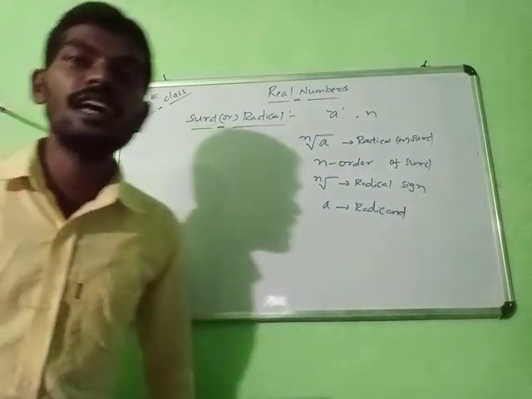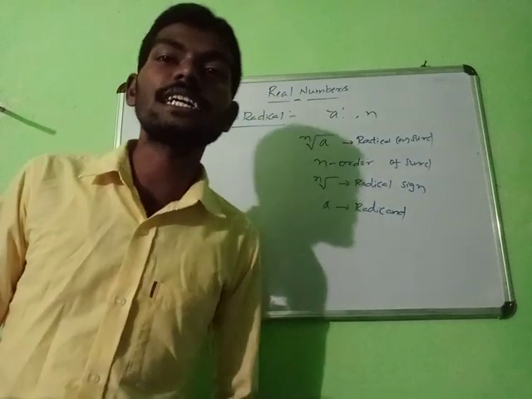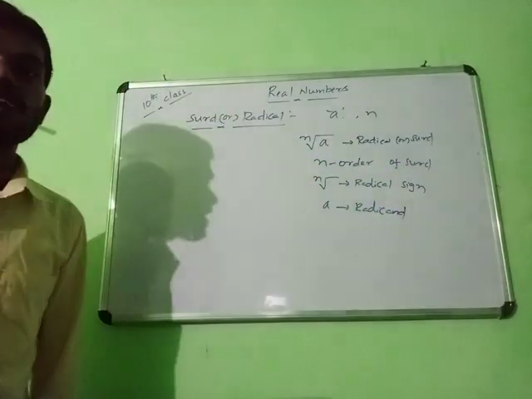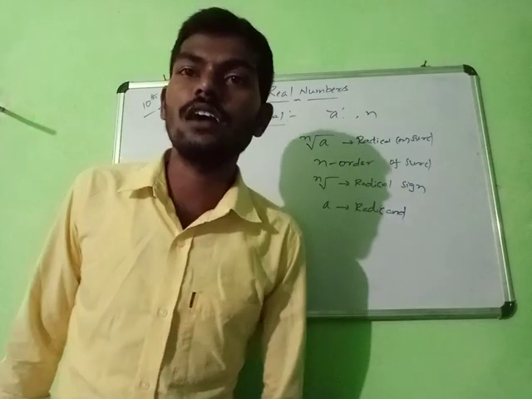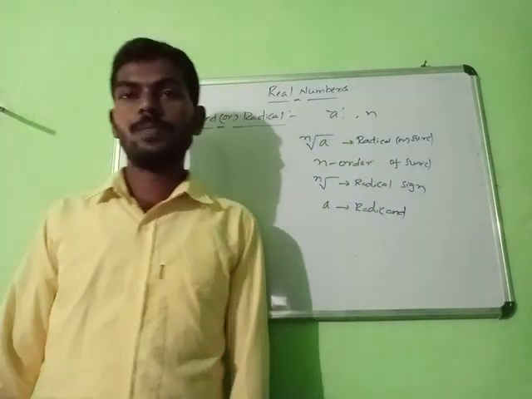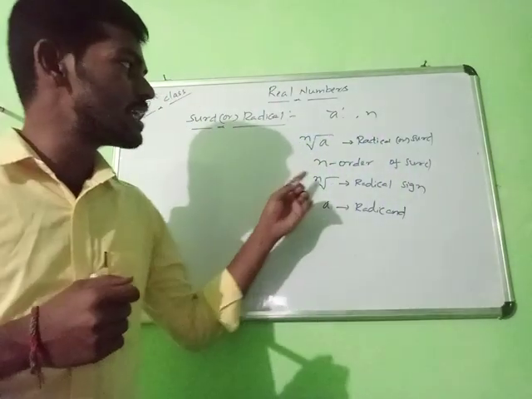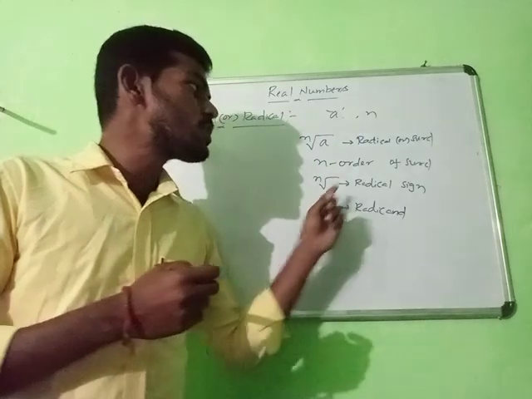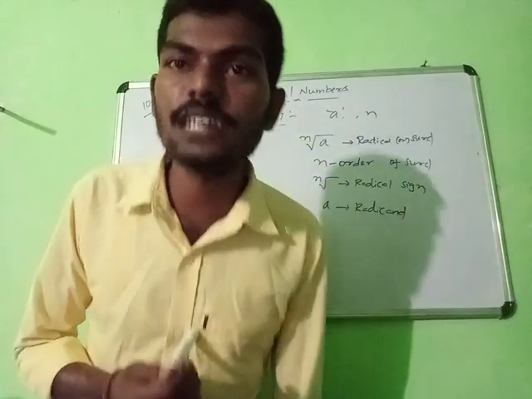What is a surd? If A is any positive integer and small n is any natural number greater than 1, then the nth root of A is called an nth order surd or surd of nth order. Here the nth root of A is called a radical or surd, n is the order of the surd, the nth root symbol is the radical sign, and A is the radicand.